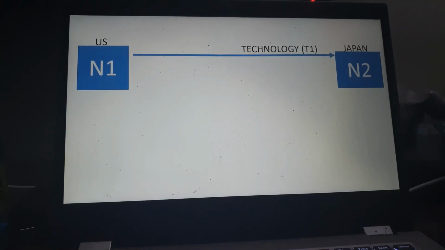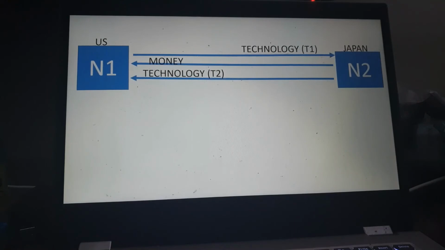The US sends technology, let's say industrial machines, to Japan, call it technology one. And Japan sends money to the US. In other words, it buys the technology from the US. But Japan can also send technology like its cars, small engine cars because of the consumption. And again, the US will buy that.